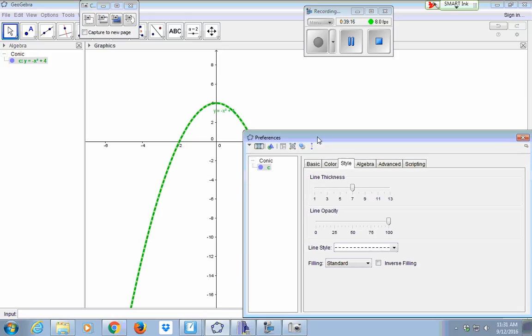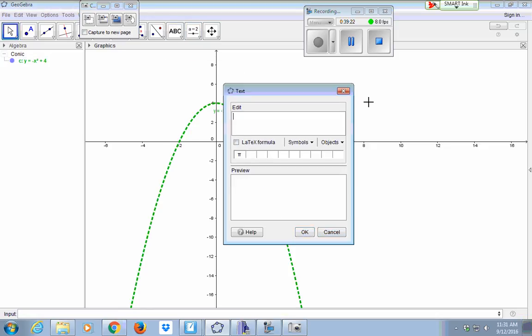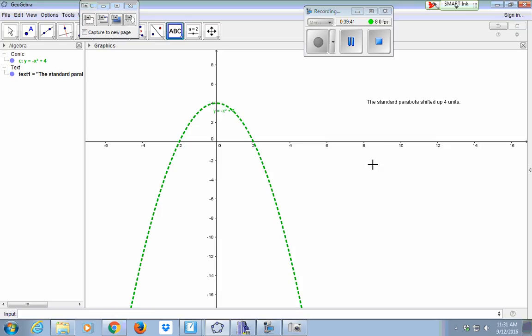Oh, the other thing, if you wanted to give this a title, which is kind of silly, you would use a text box right here. So you just go like that. Oh, the equation. Oh, I know what I could call this. The standard parabola shifted up 4 units. You'll be learning this in about 3 or 4 weeks. And there's my title. If you want to make it bigger, you can make it bigger. You can do all types of things. That's your intro to GeoGebra.